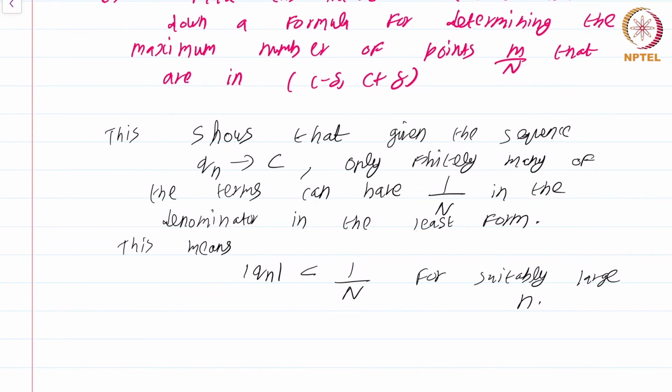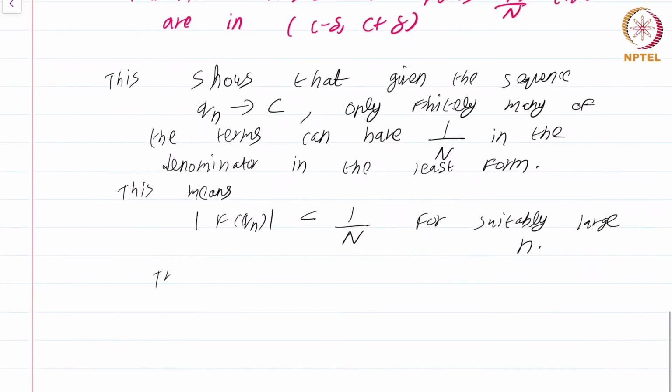That means mod Q, not mod Qn, sorry, to be precise, mod f of Qn has to be less than 1 by n for suitably large n. This proves that the limit as Qn converges to C of f of Qn converges to 0.